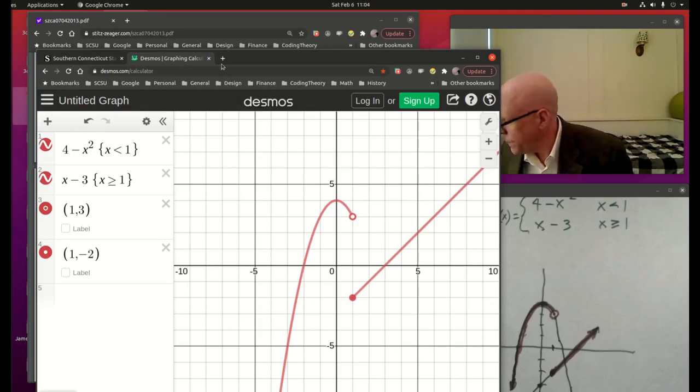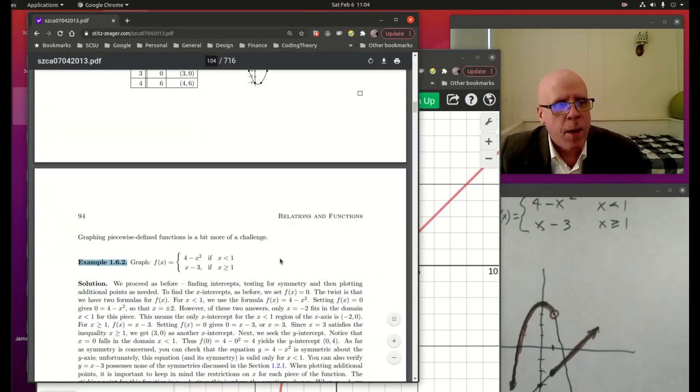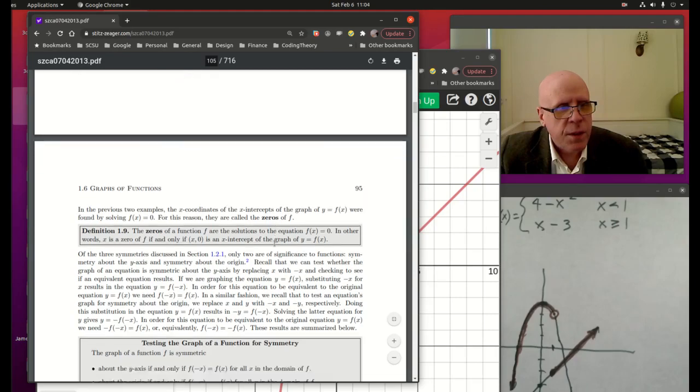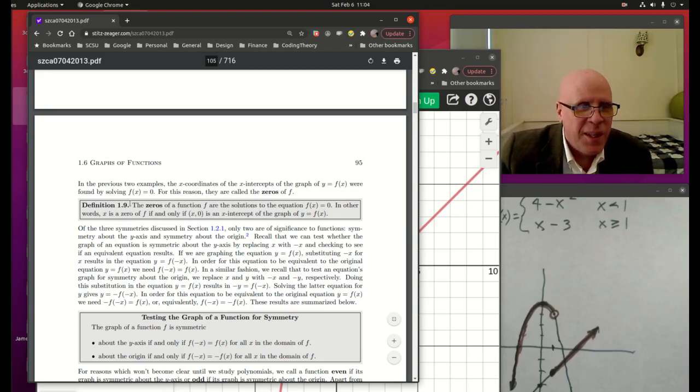Okay, so back to the book here. The next piece of information I want to get is, again, look for these boxes. They tell you the important things that we're after. Definition 1.9 here, the zeros of a function.